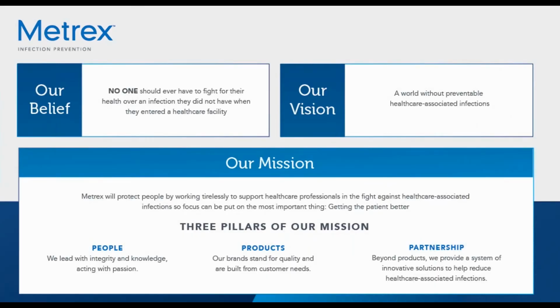Our belief here at Metrex is that no one should ever have to fight for their health over an infection they didn't have when they entered a healthcare facility. Our vision for the future is a world without any preventable healthcare-associated infections, or HAIs. Our mission at Metrex is to protect people by working tirelessly to support healthcare professionals in the fight against HAIs so that your time, energy, and focus can be put on the most important thing, getting the patient better.